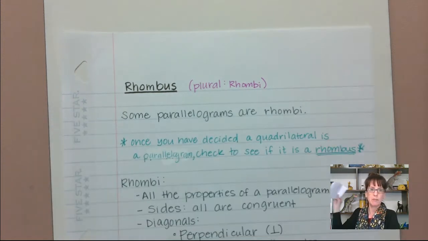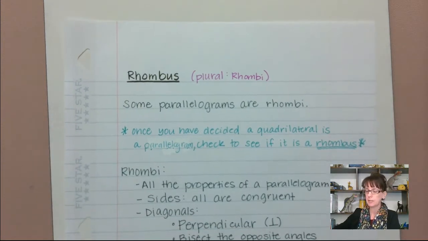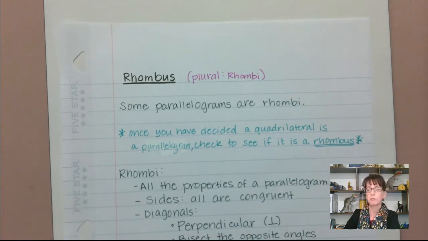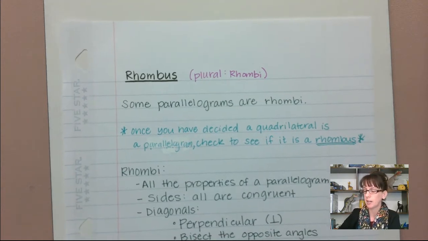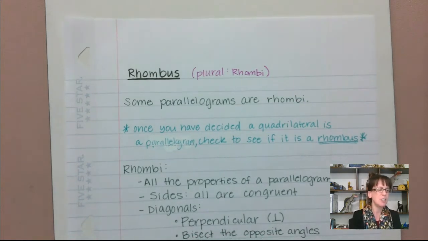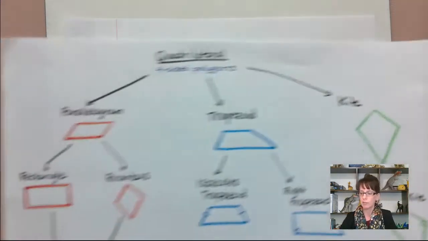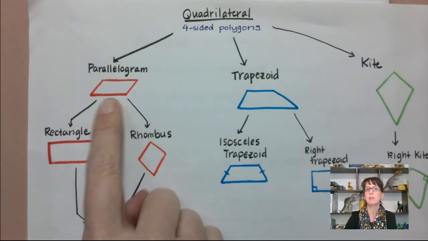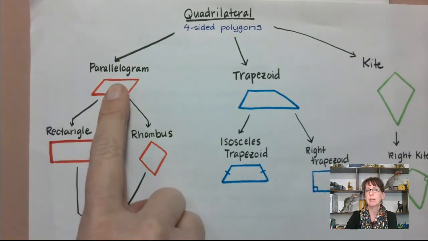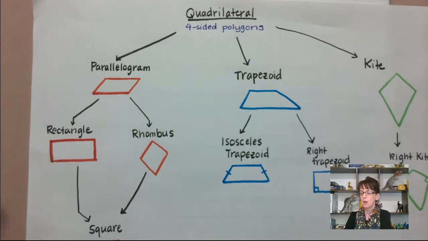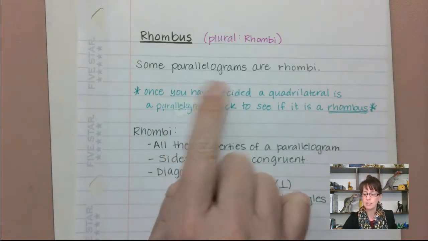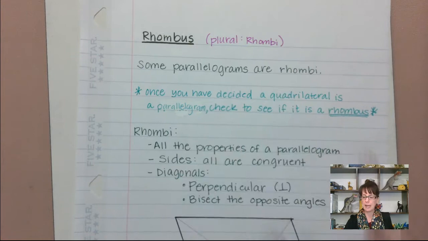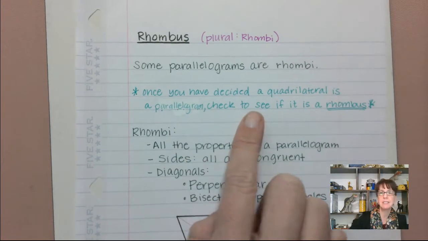So without any further ado, here are our properties for a rhombus. You know what, let's back up. Remember, quick refresh here. Quadrilaterals are four-sided polygons. Some four-sided polygons are parallelograms. Some parallelograms are rectangles. Some parallelograms can be a rhombus. So some parallelograms are rhombi. If you have determined something is a parallelogram, check to see if it is a rhombus.